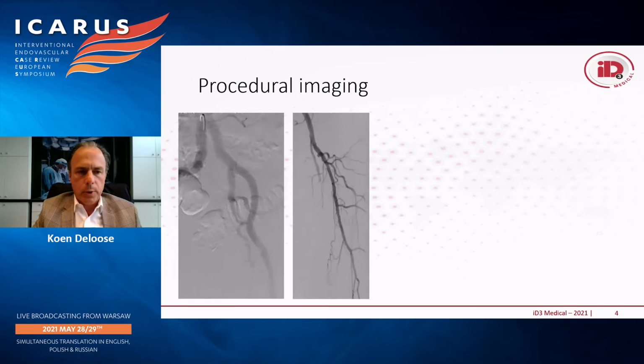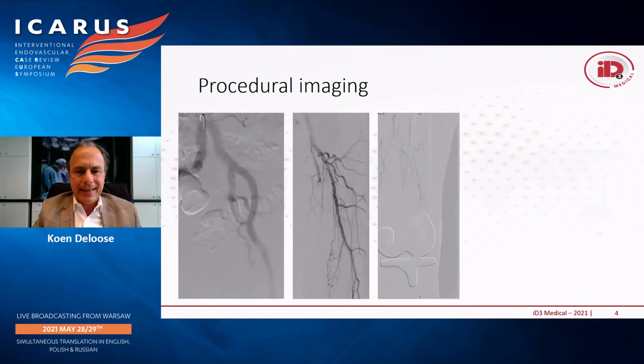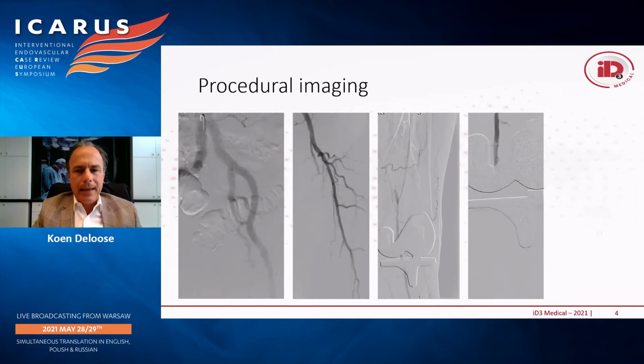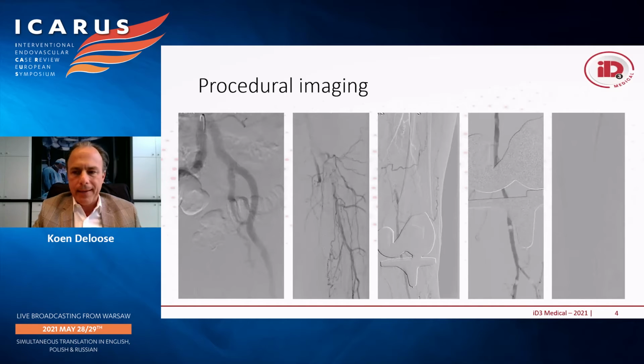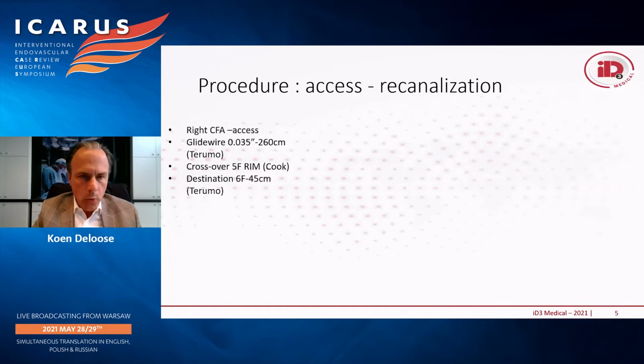We performed a crossover procedure, and here you see the occlusion of a part of native SFA and then the in-stent reocclusion at the mid and distal SFA with re-entry, let's say, distal to Hunter's Canal, P1, and a good outflow in the below-the-knee area, as you can see over there, with an acceptable outflow in the anterior and peroneal artery.